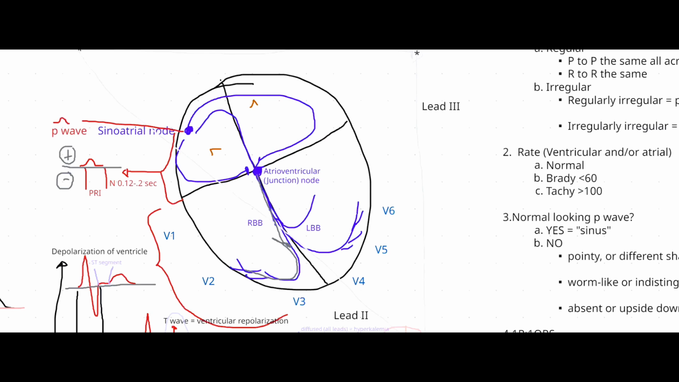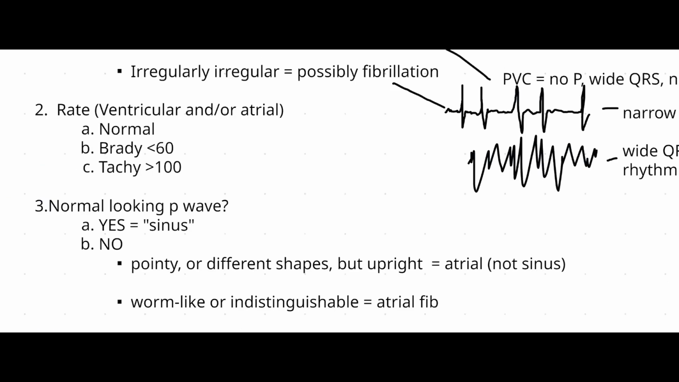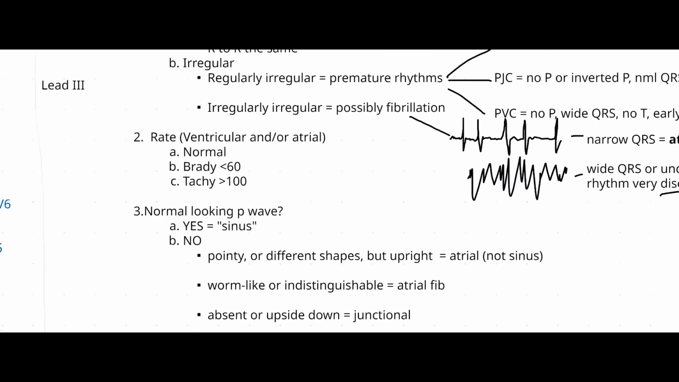Now, if it's worm-like, again, or indistinguishable, then that's the atrial fib. That's when the atrium is just fibrillating. It's just quivering like that. That criteria, along with the irregularly irregular rhythm, are the key words that you would associate in a test question to AFib. Worm-like or indistinguishable P wave plus irregularly irregular rhythm.